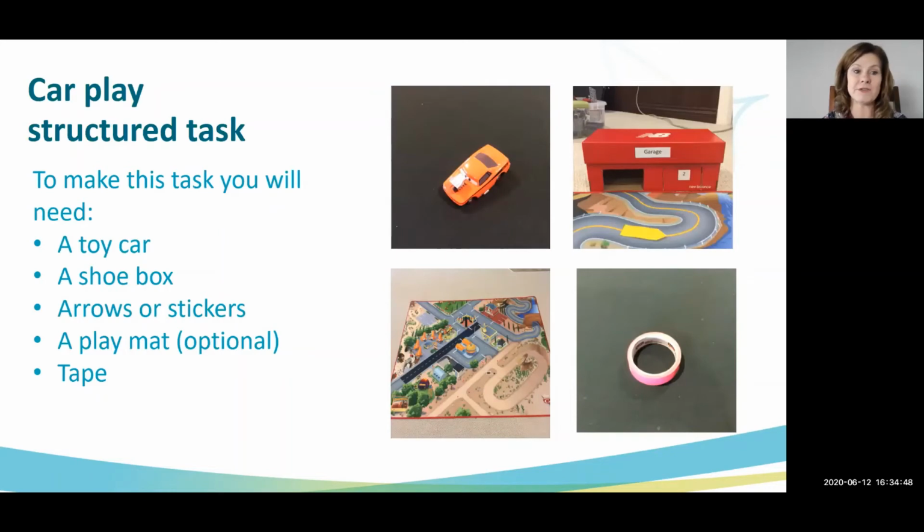What you're going to need for this car play structured task is a toy car, a shoebox, a play mat, arrows or stickers that show the direction the car is going to go, and tape if you need to create the roads on your own. The play mat is optional because, as I said before, you can make a road on the carpet, on your floor, using tape or paper.